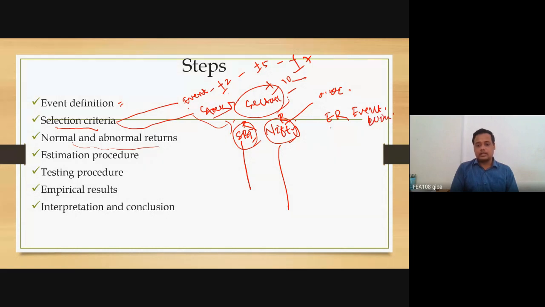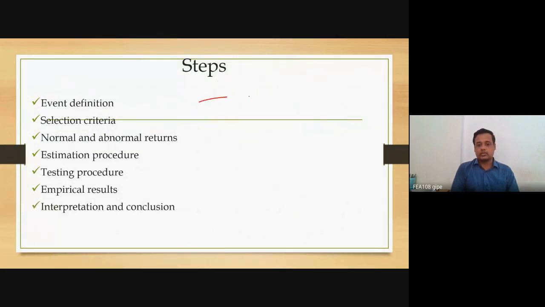How will I get the expected return of the event window? First I need to decide two windows. Suppose the event has happened here, say 13 March 2020. Now I'll say plus 5, minus 5. Now my event window is 5 days. A 5-day event window means I am going from minus 5 to plus 5. Yes or no?